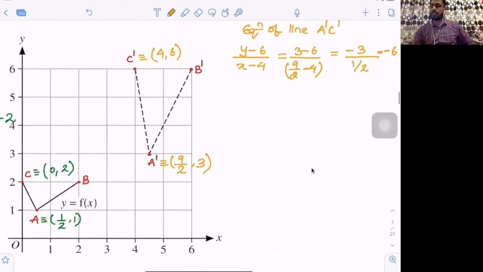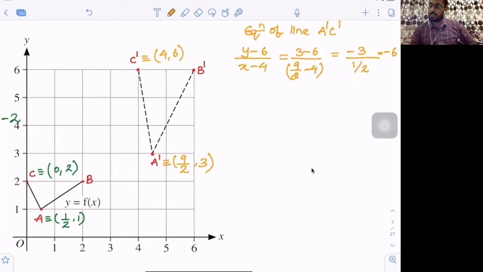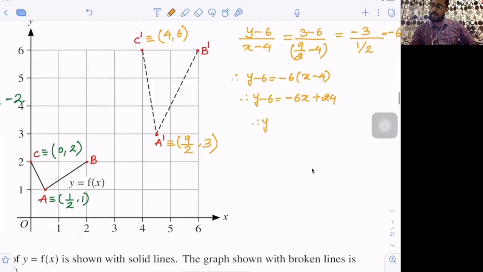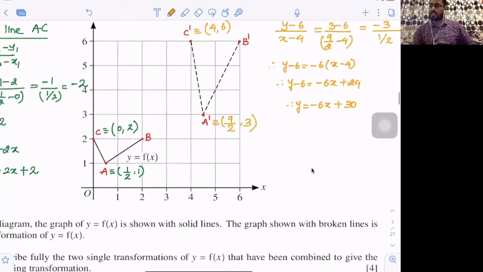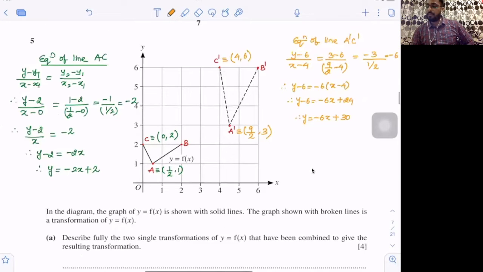So y minus 6 upon x minus 4 is equal to minus 6. So I'm going to simplify this. So y minus 6 is equal to minus 6 multiplied with x minus 4. That gives you y minus 6 is equal to minus 6x plus 24. So y becomes equal to minus 6x and what? So 24 plus 6, that becomes 30. Right, students? So that's the equation of line A prime C prime.